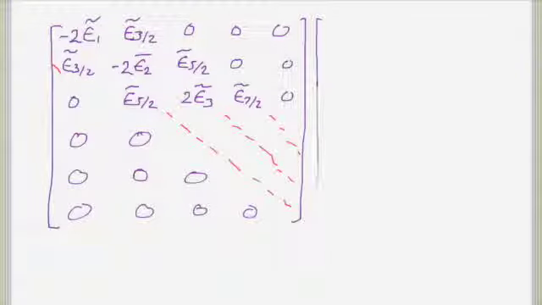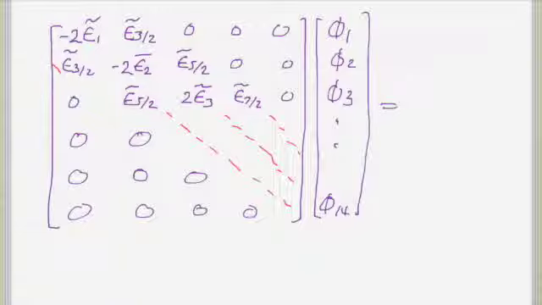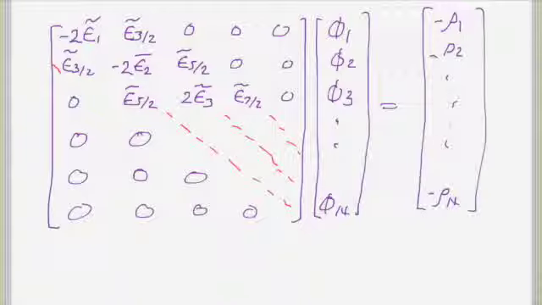So over here, I'm multiplying it by phi 1, the values at these sites, phi 3, dot, dot, dot, phi n, and that's going to equal my negative rho 1, negative rho 2, dot, dot, dot, to negative rho n. There's my Poisson equation in discretized finite difference form. And in terms of the form, it looks exactly like what we did for Schrodinger's equation.